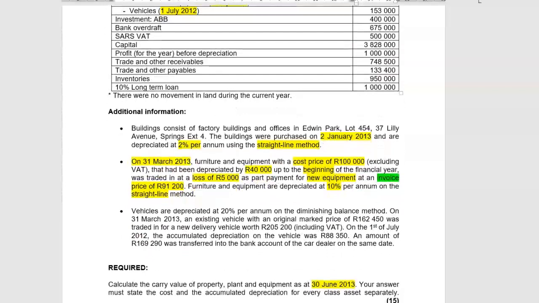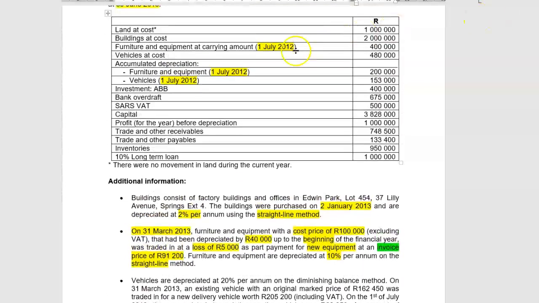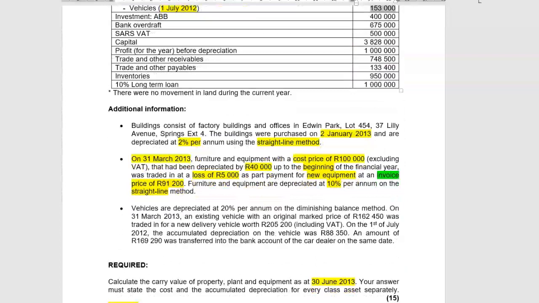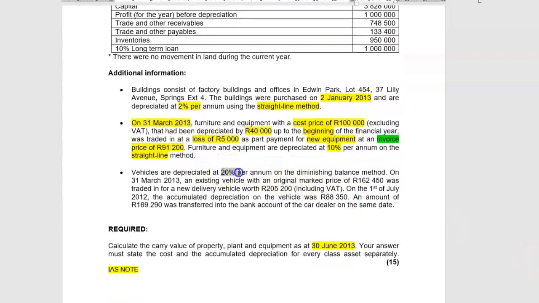Vehicles. Now, in our trial balance, we had vehicles there at cost of 480,000 at what date? At 30 June 2013, at year end. And then we had accumulated depreciation at the beginning of the year of 153,000 Rand. Vehicles are depreciated at 20% per annum on the diminishing balance method, so the reducing balance method. What don't we take into consideration when we do the calculations of diminishing balance? Estimated residual values. Why not? Because it's included in the rate.